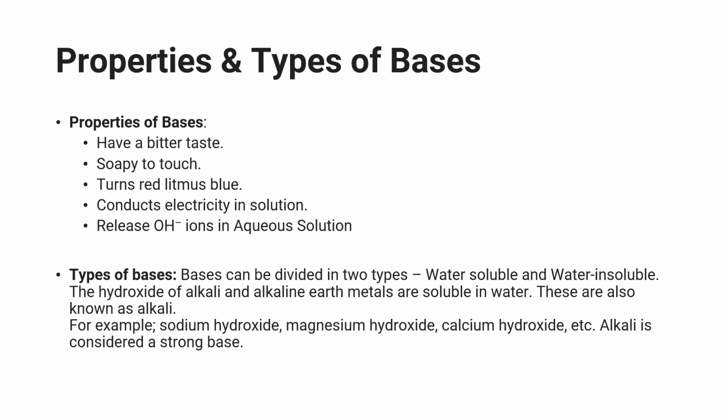So let's look at some properties of bases. They have a bitter taste, are soapy in touch, turn red litmus blue, conduct electricity in solution and release hydroxide ions in aqueous solution. What are the types of bases? Bases can be divided into two types, water soluble and water insoluble. The hydroxides of alkali and alkaline earth metals are soluble in water. These are also known as alkali. For example, sodium hydroxide, magnesium hydroxide, calcium hydroxide, etc. Alkali is considered a strong base.